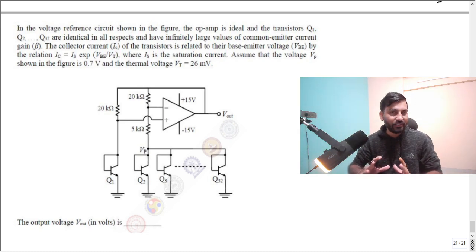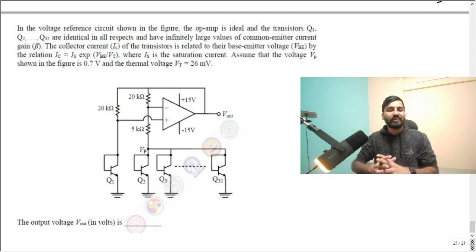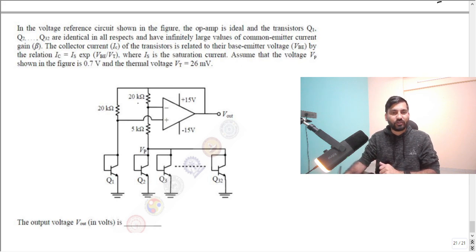Let me tell you again, to simplify your life, let us read the question. In the voltage reference circuit shown in the figure, the op amp is ideal. Since the op amp is ideal, life becomes easier. You don't have to worry about the currents going into the terminals.